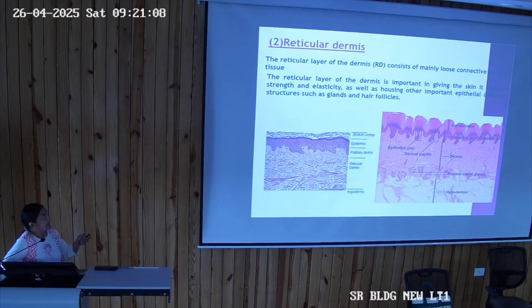The last one is the reticular layer of the dermis, papillary and reticular. The reticular layer of the dermis is important in giving the skin its strength and elasticity. Because the fibers are present there, it provides the holding to the upper layer of the skin.